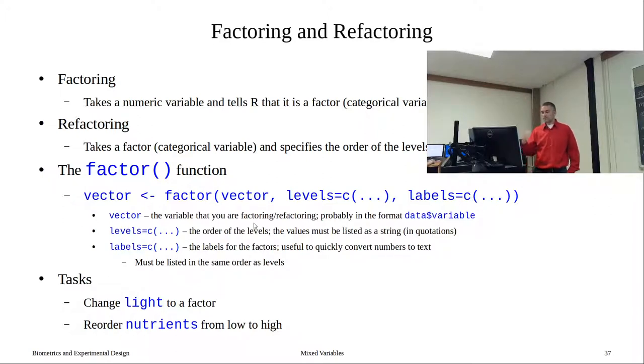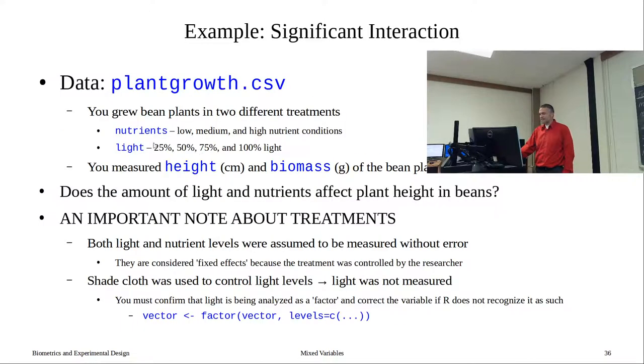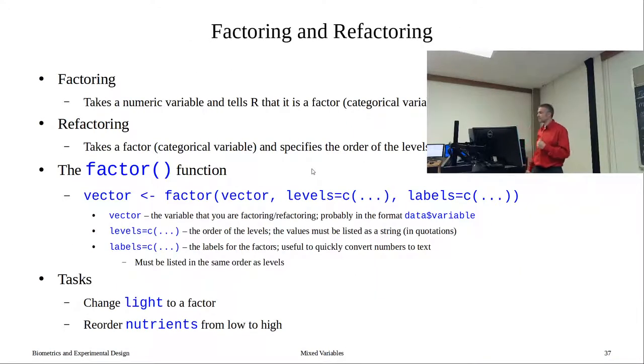All right, so read in your data. What we want to do is change light to a factor and change nutrients from low to high. So we want to reorder it using this factor. Now again, the order that you specify the levels in is how R will plot it. When you're done, you can use the aggregate function just to see if it worked correctly, or even the plot function. Do plot height as a function of nutrients, plot height as a function of light, just to make sure that it appears in the correct order and you get the correct type of box and whiskers plot. As you do that, I'm going to read it in and get it into our work.